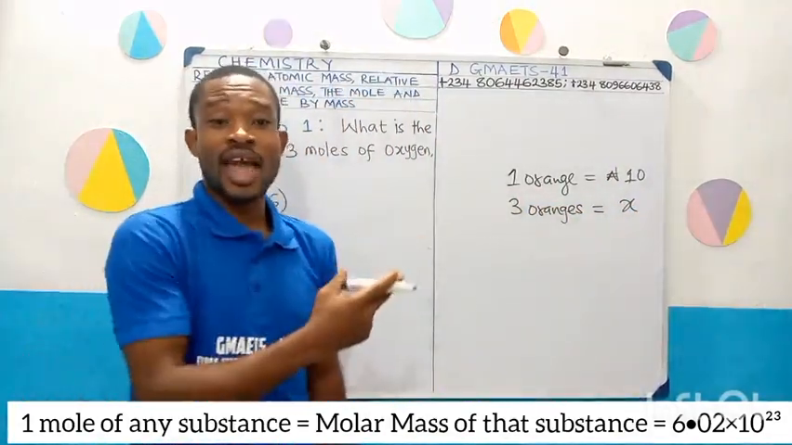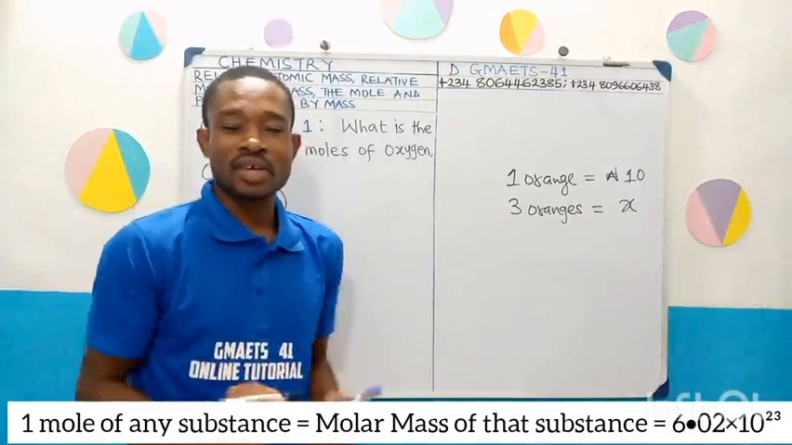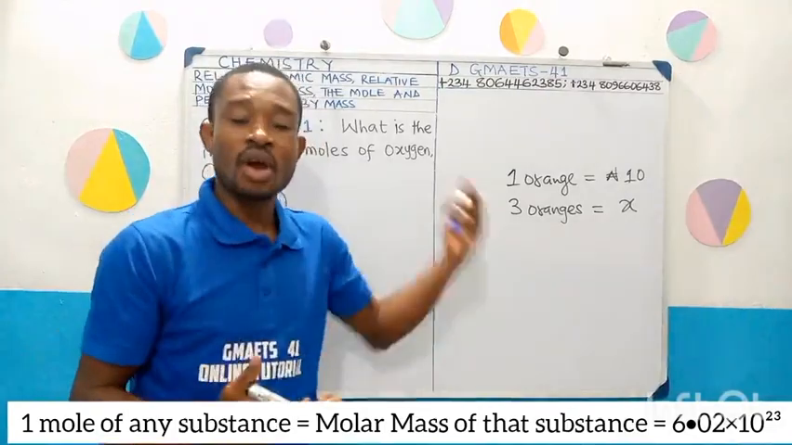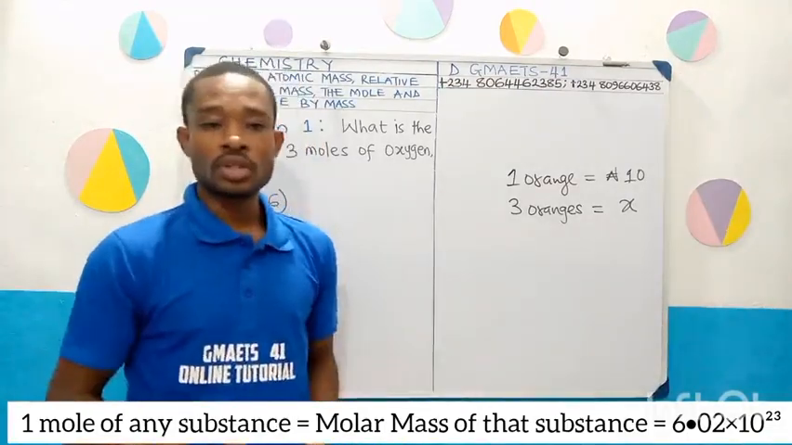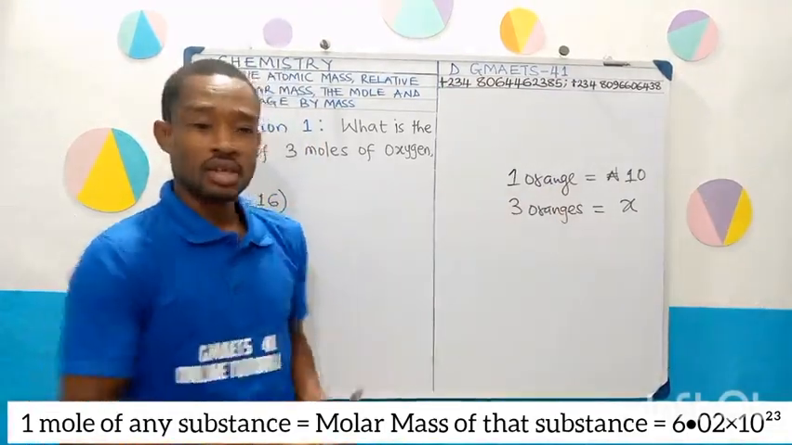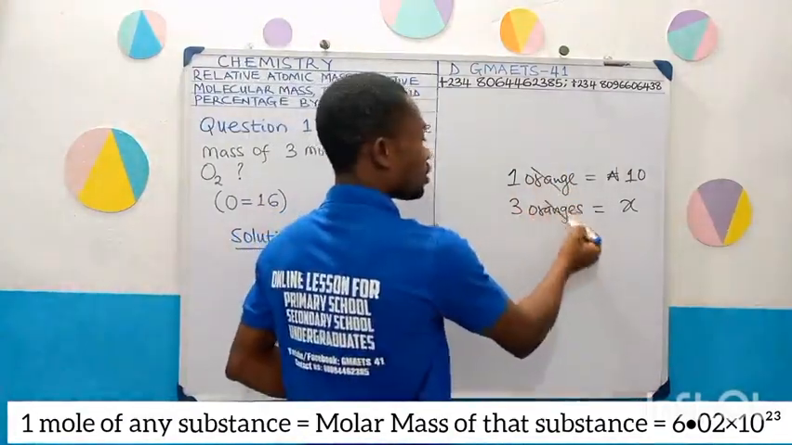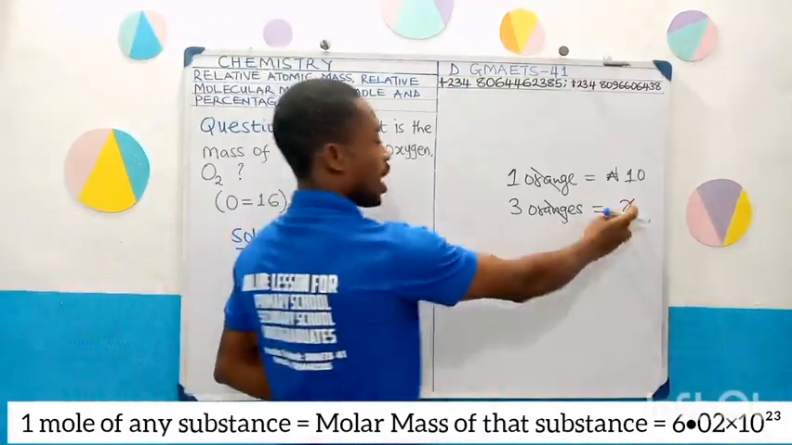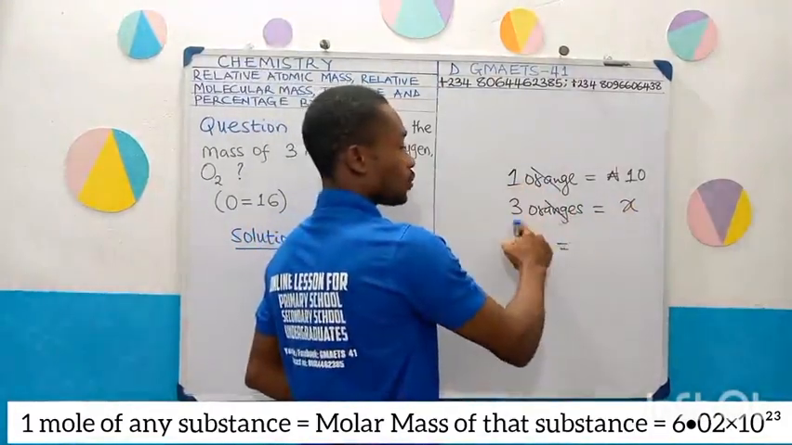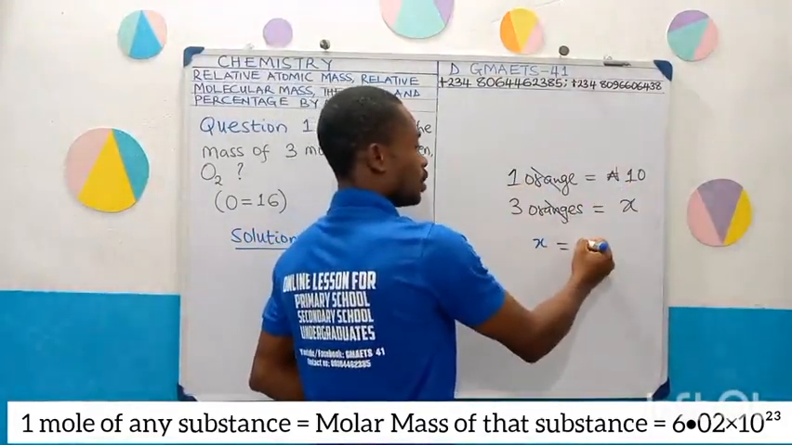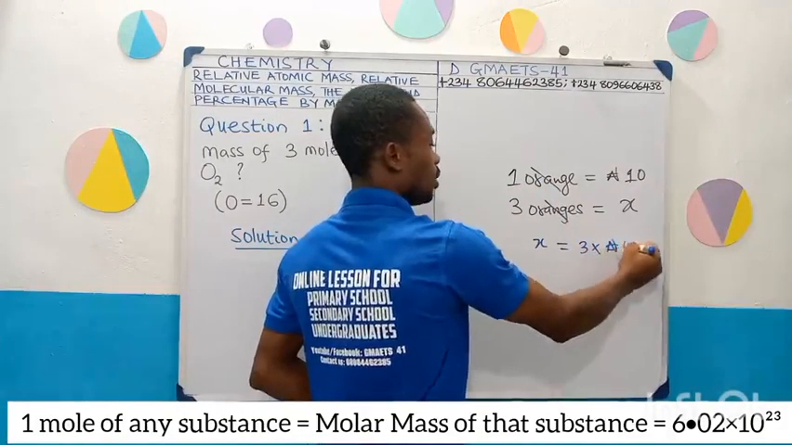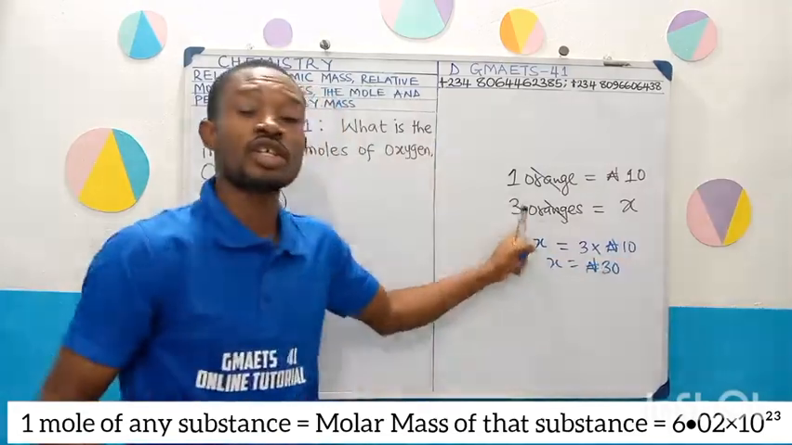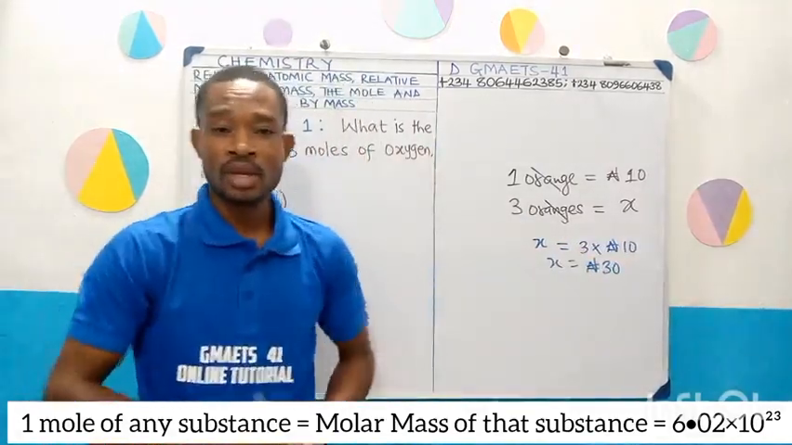That unknown is now X. Let X naira be the amount that 3 oranges are sold for. So from here you calculate for X. Since you have orange on both sides, they will cancel out, you cross multiply and calculate for X. This will give you X times 1, which is X, equal to 3 times 10 naira, and then X will be equal to 30 naira. So for the 3 oranges, I'll give you 30 naira to buy them for me.